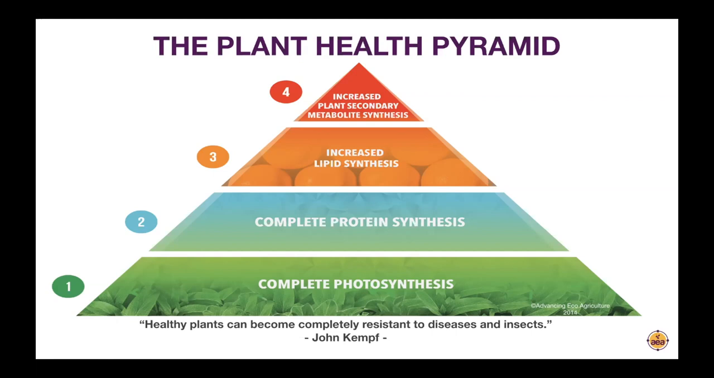Plants at level four are pretty much resistant, to the best of my knowledge. There is no insect that will feed on a plant that is at level four in the plant health pyramid, including locusts. We know that locusts will consume pitchfork handles and chew on cellulose and wood. But if you have a healthy plant that is at level four, the locusts will not feed on it.